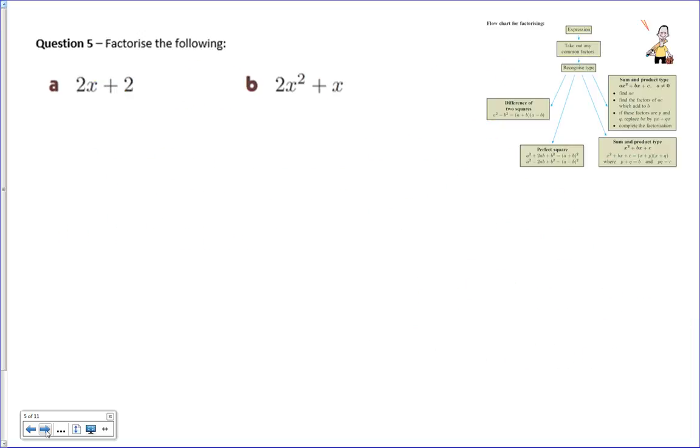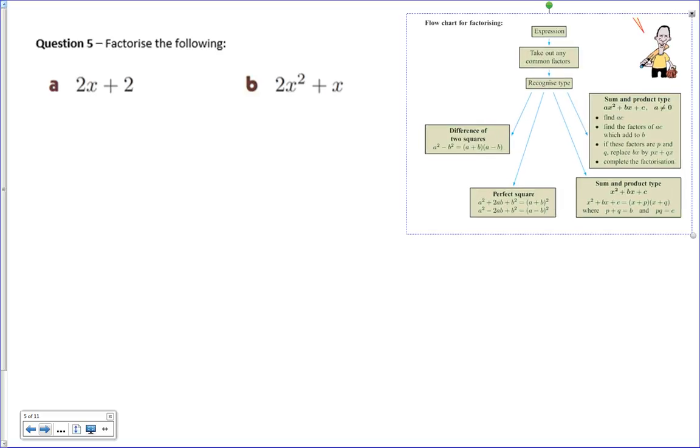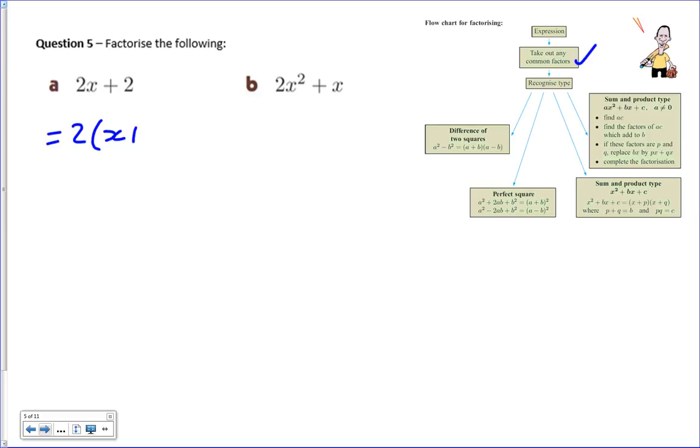Question 5. Factorise the following. So we're doing factorisation. So we're going to use this little table over here. Let's make that a little bigger. So first of all, we need to look at it. Are there any common factors? Yes, there are. So this one here, we're going to take a common factor of 2 out, so x plus 1, and that's as far as we can do.